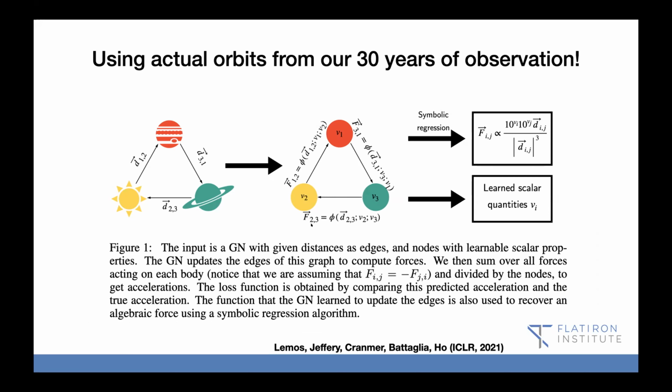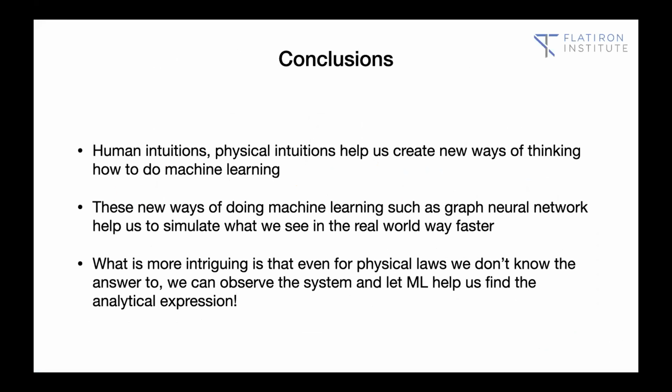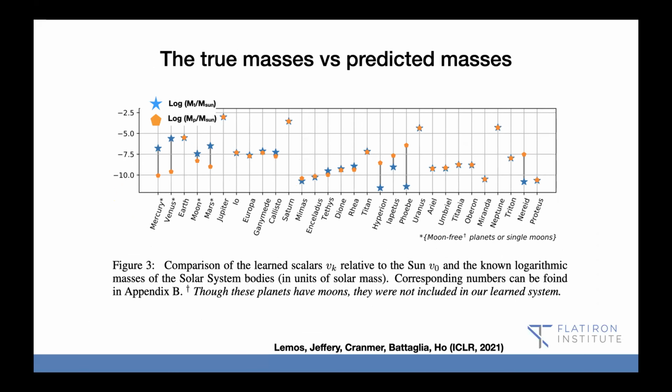And we also recovered the masses, the learned scalar quantities here, which are the masses of the bodies, the moons, the planets. For example, here, on the left, we show the bodies of the inner solar system. On the right, we show the same bodies evolved from the same initial conditions with the learned interaction. And you can see that they're basically exactly the same. Even better is that we show the true masses versus the predicted masses of all the planets and the moons that we actually have looked at.